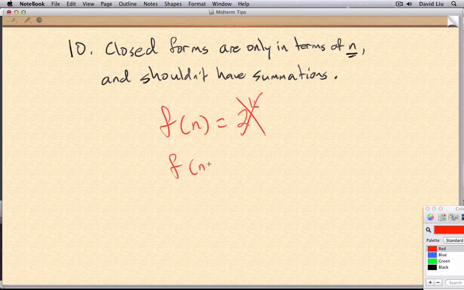And they shouldn't have summations, because the summations that you'll see in this course have a much simpler form.